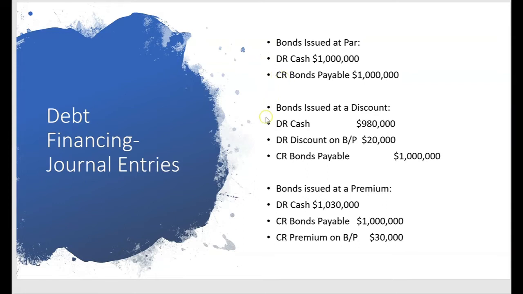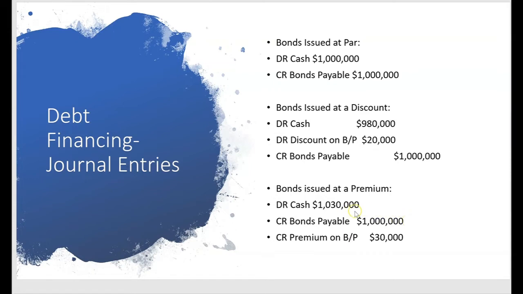If the bonds were issued at a discount below par, maybe the bonds were issued for $980,000 instead of $1 million, notice you would still credit bonds payable for par, the face amount. Cash will be debited for the amount that comes in, and the difference will be plugged to discount on bonds payable. If the bonds were issued at a premium, that means they would be issued above par, so that means the cash that comes in is more than the amount that has to be paid back.